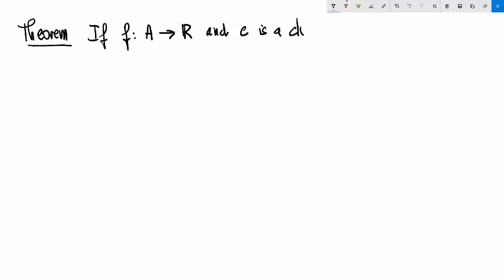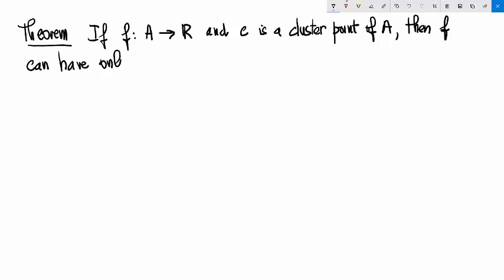Okay, so this leads us to the next theorem, which is stated as follows. If f is mapping A into R and C is a cluster point of A, then f can have only one limit at C.